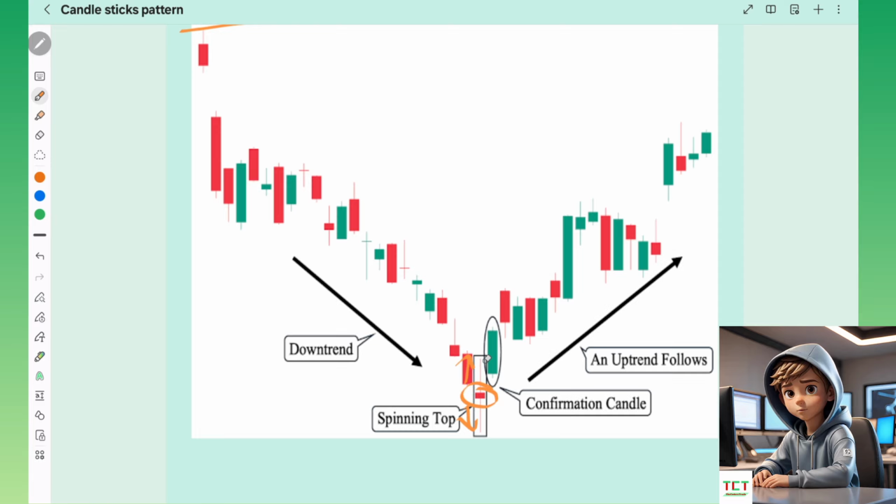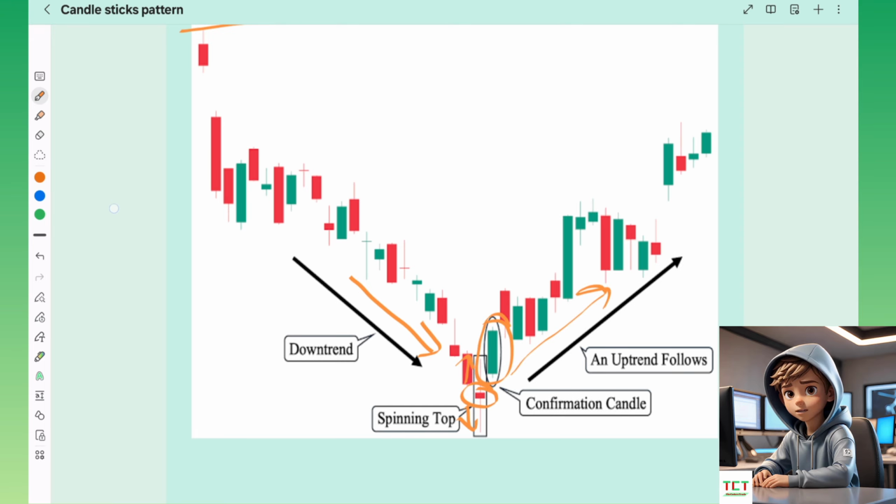Think of it like this. In a downtrend, sellers are in control, but when a spinning top forms, it means sellers can't push the price down anymore. There's resistance from buyers, and this indecision often leads to a reversal. So when you spot a spinning top at the bottom of a downtrend with long wicks on both sides and a small body, start watching carefully because the market might be about to turn bullish. The confirmation usually comes with the next candlestick. If it's a strong bullish candle, then you know the reversal is happening. As you can see here, also the market has gone up.